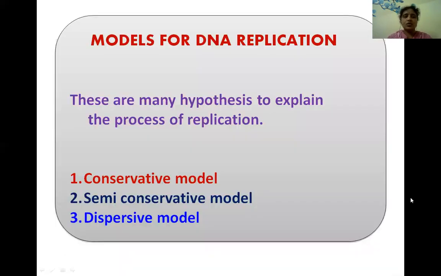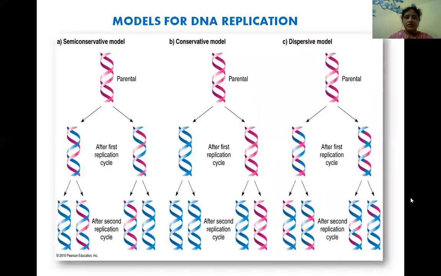Next, let us go to models for DNA replication. After Watson and Crick proposed the double helix DNA model, three models for DNA replication were proposed. The first is the conservative model, the second is the semi-conservative model, and the last is the dispersive model. These are very clear in this picture.